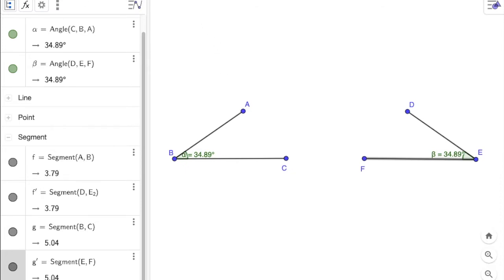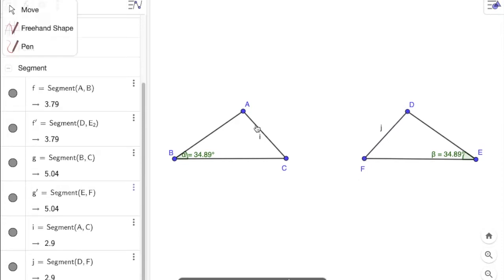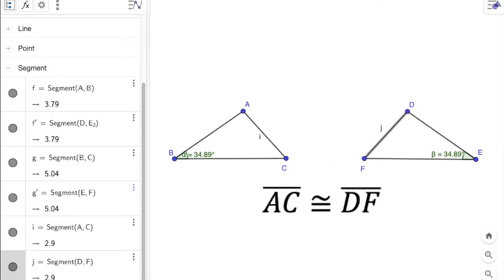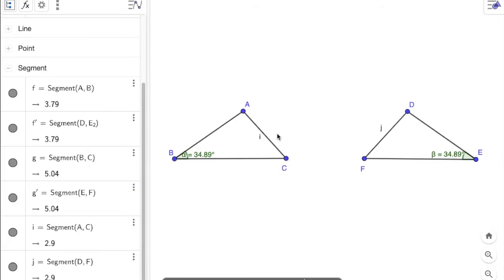Well, there's only one way to create a pair of triangles here. We have to finish the triangle out with a line segment. So I'm going to connect the points A and C, and connect the points D and F. Segment AC is 2.9 units, and segment DF is 2.9 units. Segment AC is congruent to segment DF. So far we have all three segments being congruent. The only thing we would really need to show now is that the angles that resulted are congruent as well. So we're going to go ahead and do that.